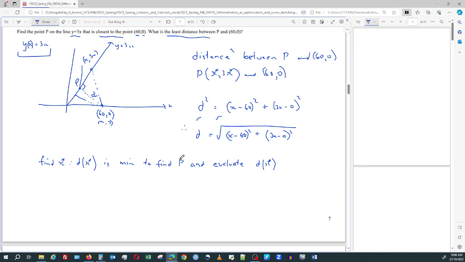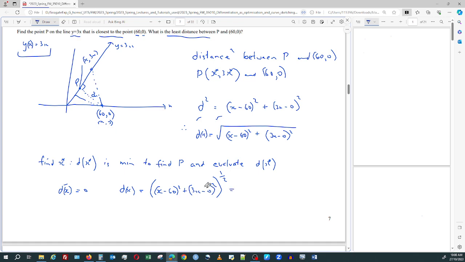All right, how do we do that? Well, we find the derivative of d. d is a function of x. And so we're going to take d dash of x and assign it to 0. But before we do that, we need d of x. So that's going to be a little bit harder because we do need to do some pre-work. d of x is going to be x minus 60 all squared plus 3x minus 0 all squared, raised to the power half.